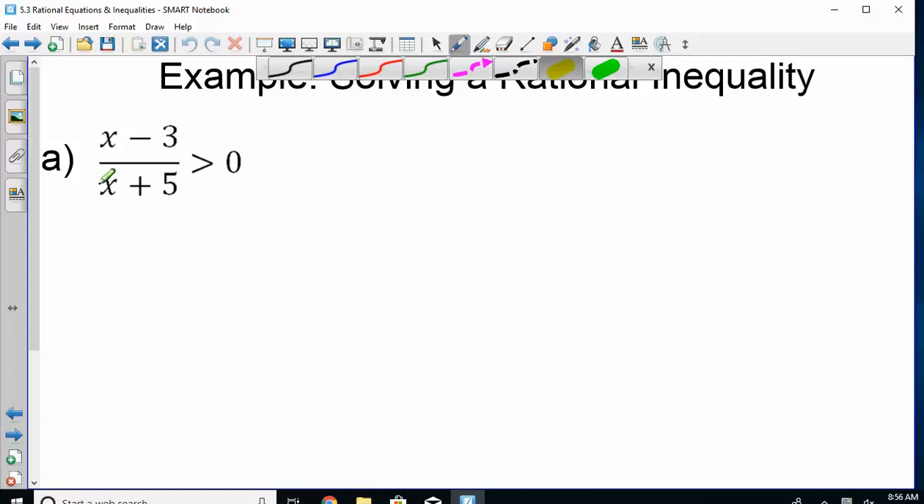You cannot multiply by anything that has a variable in it. So I cannot multiply by x plus 5. The reason is, in an inequality, if you multiply by a negative, what happens to the inequality symbol? It flips. Do you know if x plus 5 is positive or negative? No. So I wouldn't know whether or not to flip my sign. So in these inequality problems, you can never multiply by a variable.